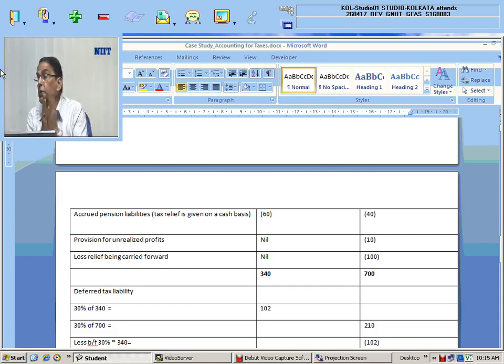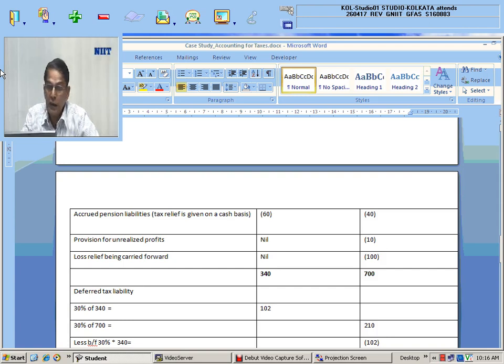Have you understood this case study or not? That's my point. If you have not understood, I will have it repeated. I will explain it again. Basically, we are looking at each of the two balance sheet dates. What are the various temporary differences in respect of assets and liabilities? The temporary differences in respect of assets minus temporary differences in respect of liabilities. That is what we are trying to work on.